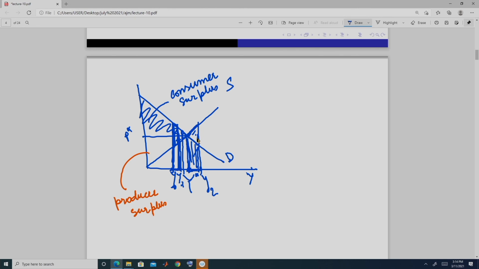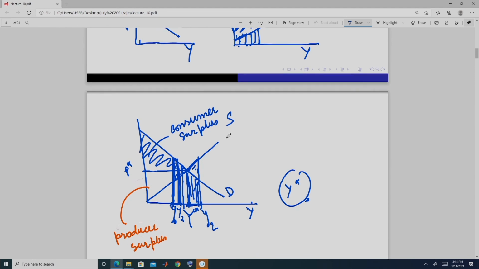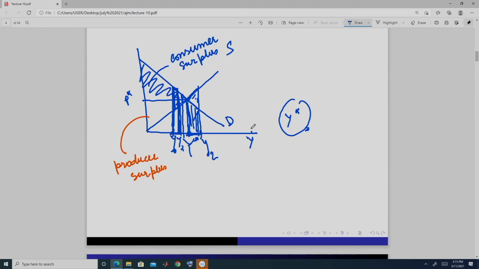So, if we move to the right of this y star, then there is a possibility that we may make some loss. That is why it is not optimal to move to the right of this y star. So, that is why y star, this amount that is being produced in a perfectly competitive market, is the social welfare maximizing output. Okay? So, this is the perfectly competitive market.